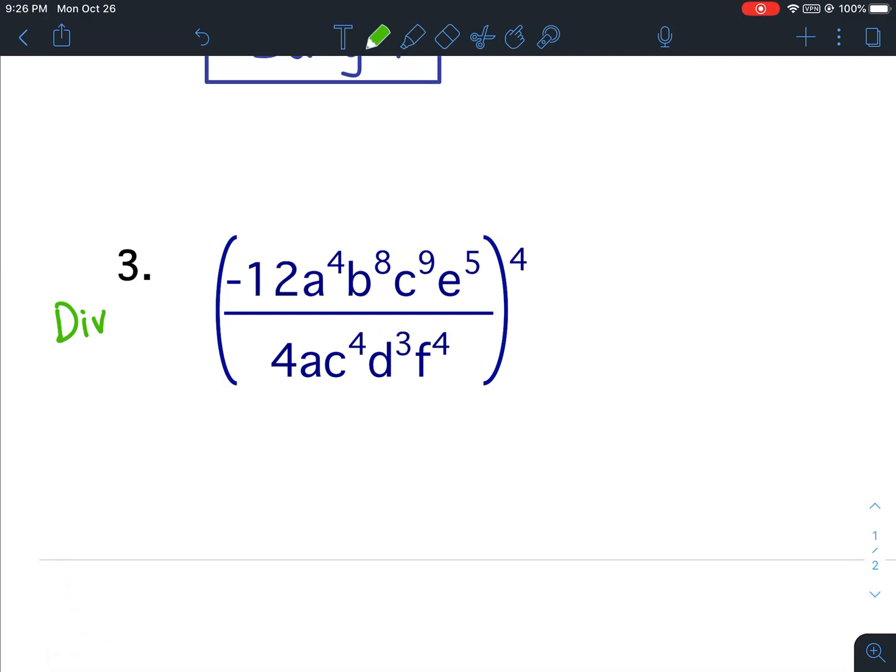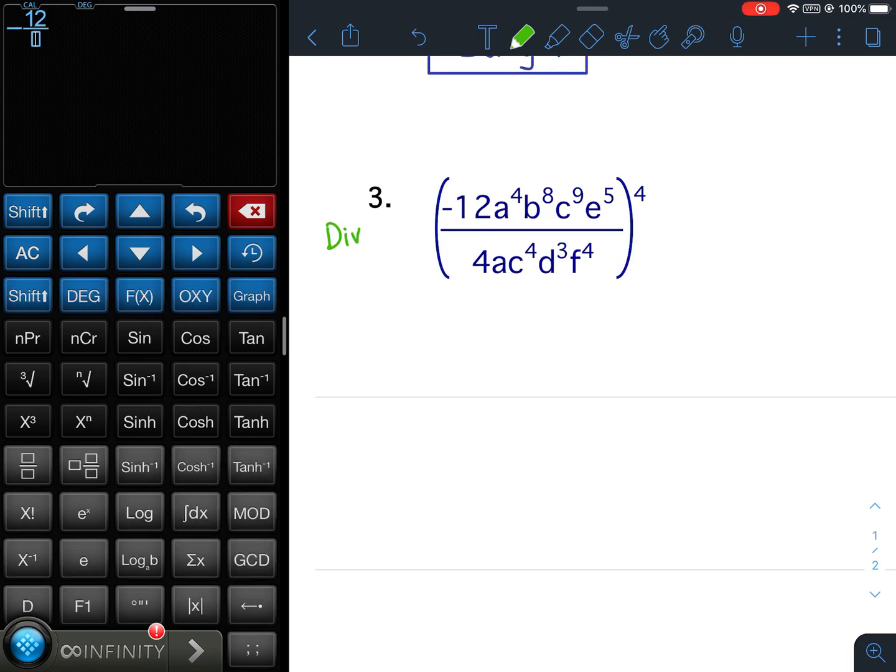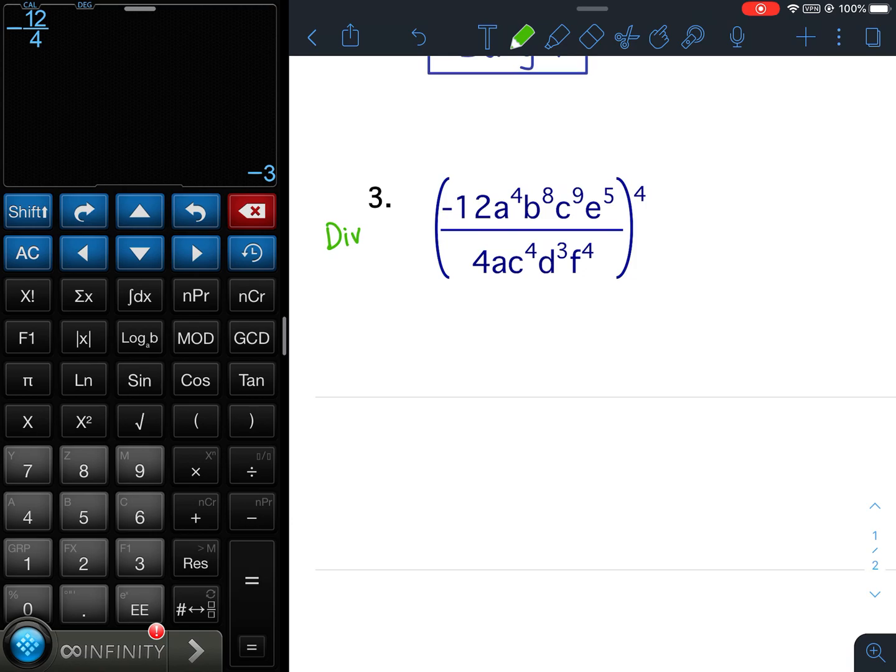Pull my calculator. Negative 12 over 4 is negative 3. So cross out the 4, cross out the negative 12. Again, it's an integer, so it goes in the numerator. I'm going to go ahead and put a 1 on the a. A to the first has the smaller exponent. It gets completely crossed out. And 4 minus 1 is 3.